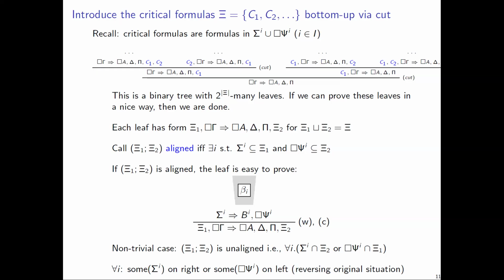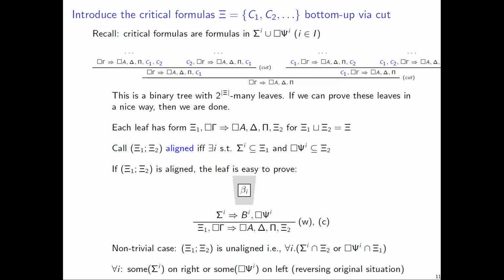Each leaf has this form, right? It has the stuff that we wanted, plus the C1 and C2, sort of a partition of all the critical formulas, right? Because a critical formula goes on the left or on the right. So if you take any leaf, there's some stuff on the left, some on the right. So the left stuff we call C1 and the right stuff we call C2.